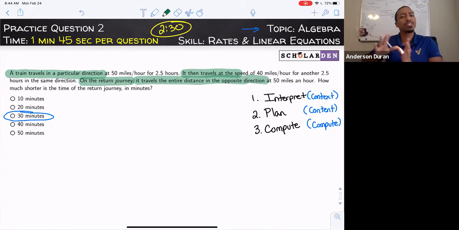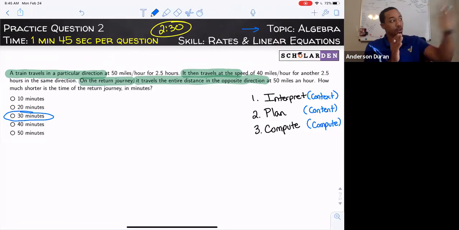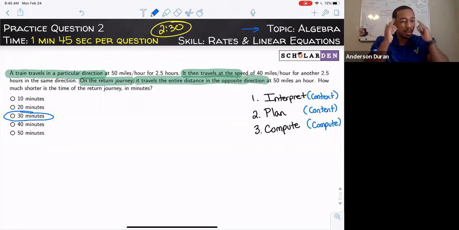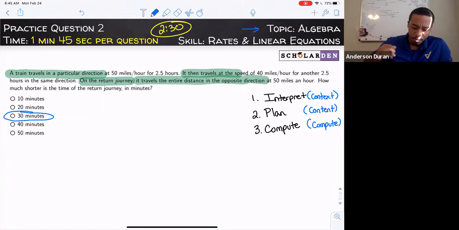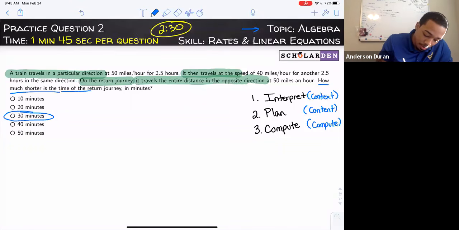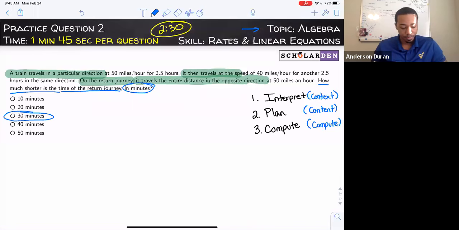Notice how I did not even talk about the numbers, because again, it's not about the numbers, it's about what the numbers mean. We see that we're discussing a train traveling in one direction, then it travels at a different speed, and then it comes back to its original starting point. So the train goes and then comes back. Pretty simple, right? I think we can imagine that. Now we have to understand what the question is, though. I understand that we're going back and forth, okay, but what's the question? Well, it says, how much shorter is the time of the return journey in minutes?